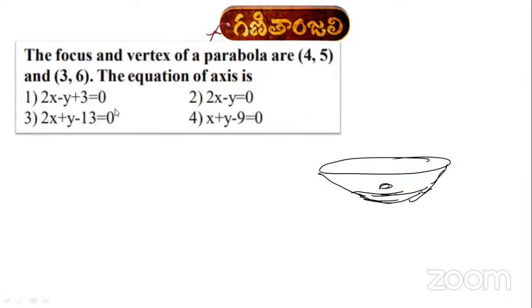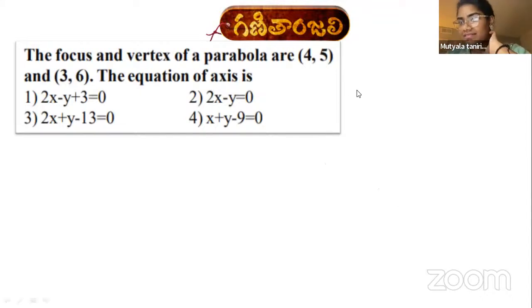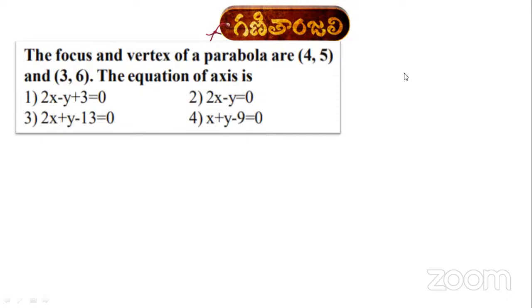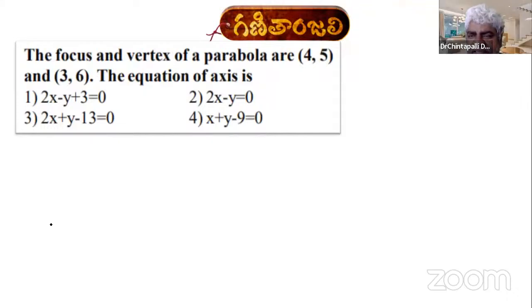Next. Someone read this question. Sureka, please read this question. Tanika, could you erase this diagram? The focus and vertex of a parabola are 4, 5 and 3, 6. The equation of axis is asked, right?